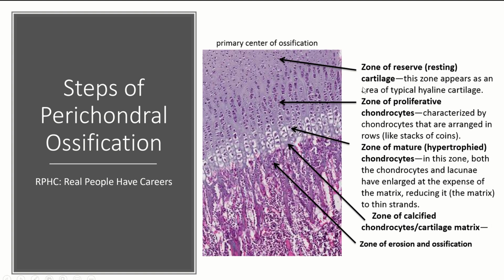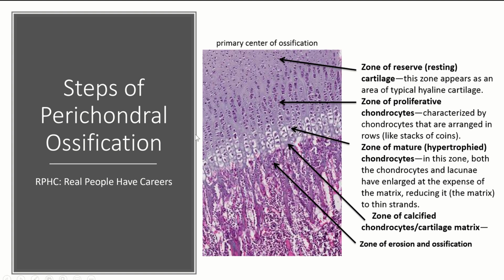So the zone of reserve or resting, and the way I identify it is these cells are resting, right? They're just chilling out here. You can see these little chondrocytes. This is just the generic hyaline cartilage. They're not organized, right? They're just kind of spattered throughout here. They're literally just chilling. They're resting. They're doing whatever they want. And so that is the zone of reserve.